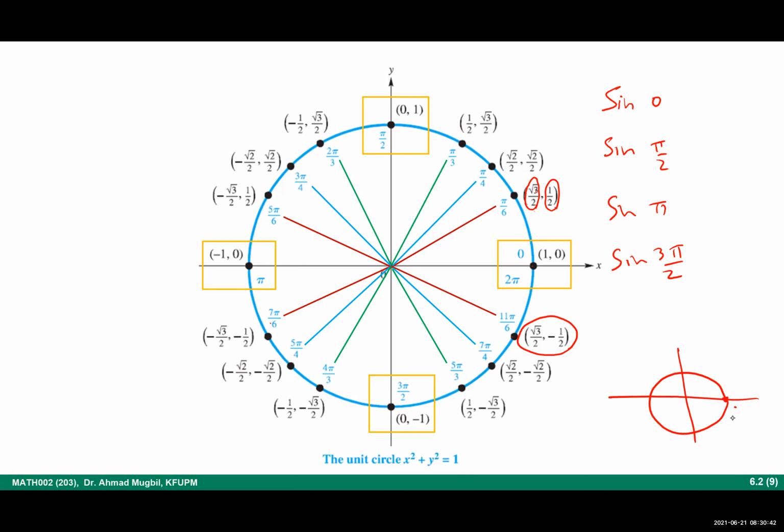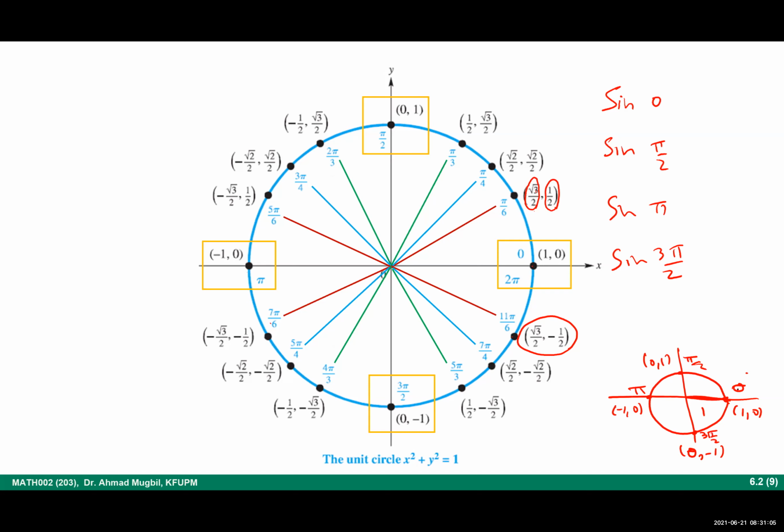Because the radius is 1, what is the point here? This point is 1 and 0. This point here will be negative 1 and 0. This point here will be 0 and 1. This point here will be 0 and negative 1. So here we are. This is 0. This is pi over 2. This is pi. This is 3 pi over 2.